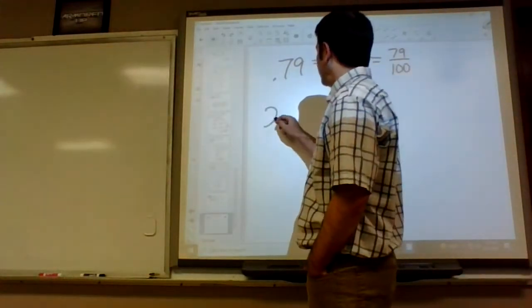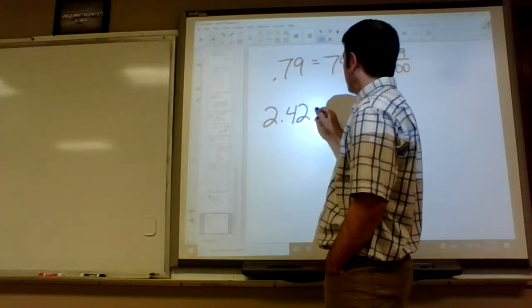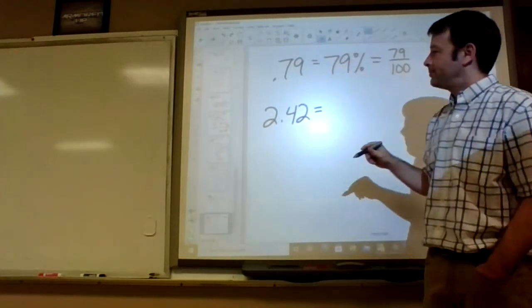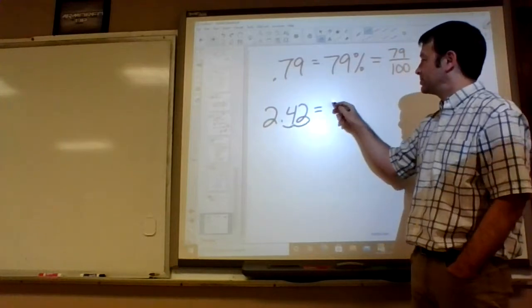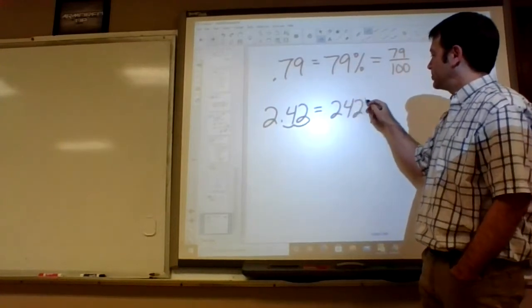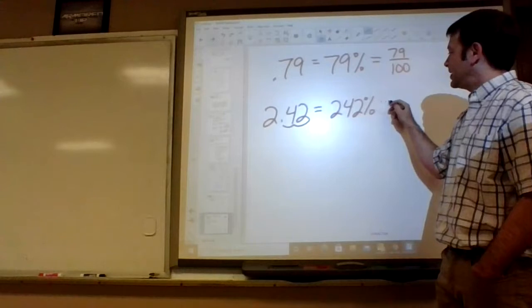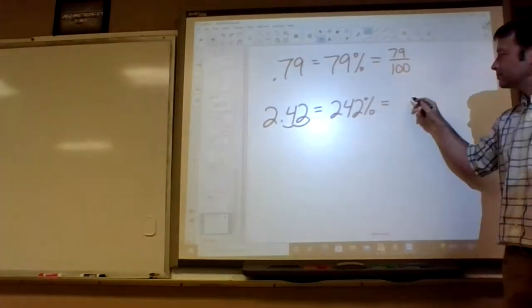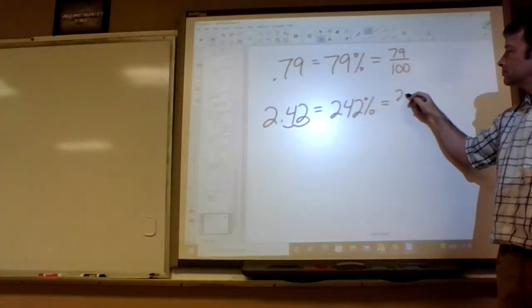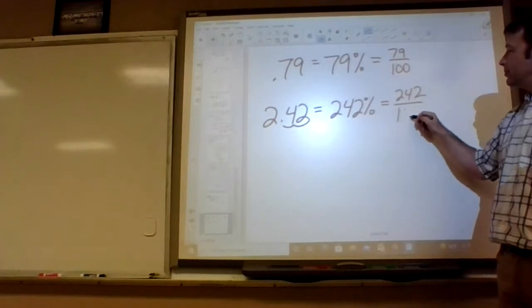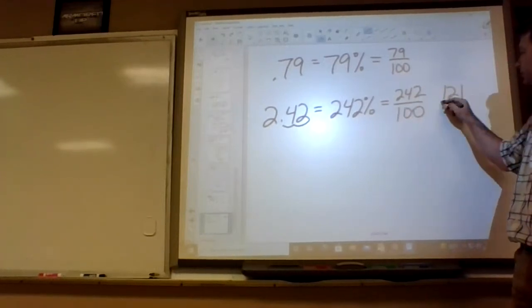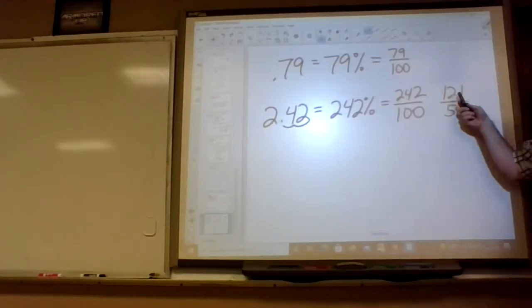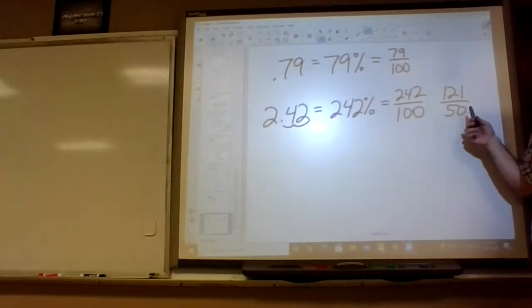Anyway, what if I have like 2.42? What's that as a percent? 242%. Right. Move the decimal twice. What is that as a fraction? 242 over 100. But it can be simplified. That one you can divide by 2, right? Because they're both even. So it's 121 over 50. 2 and 5 don't go into 121, so that's it.